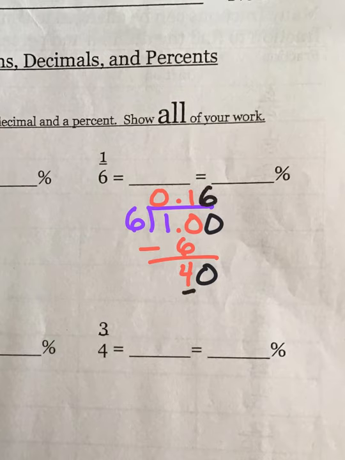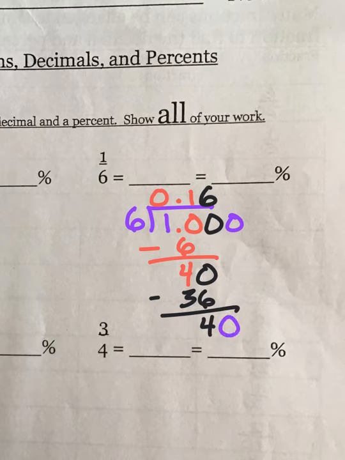6 times 6 is 36. I subtract, I get 4. I am then going to add a third 0. Again, as a rule, we're never going to add more than 3 zeros. So now I'm going to bring that 0 down. How many times is 6 divided into 40? Well, that would be 6 times. Okay, once again, 6 times 6 is 36. I subtract, I get 4. I'm not going to add any more zeros.